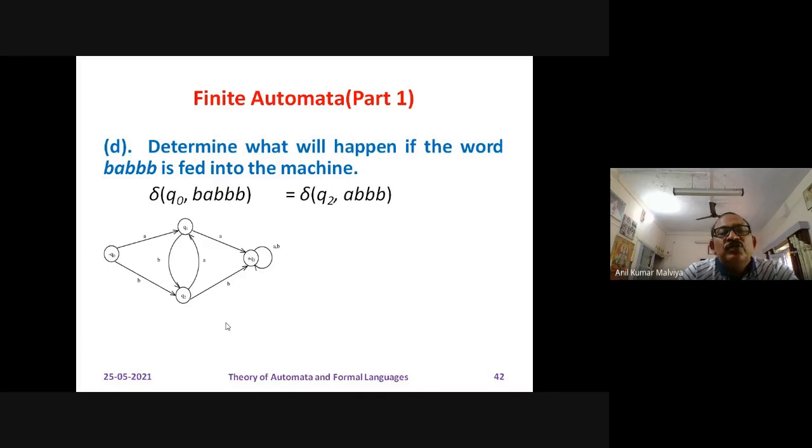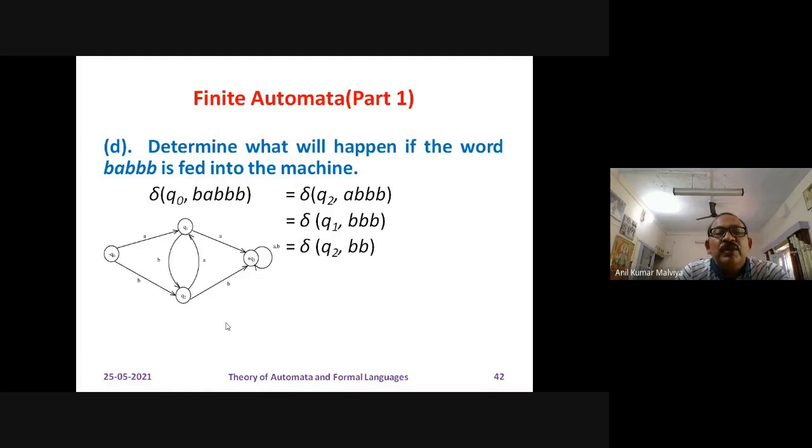So delta Q0, BABBB, is equal to delta of... the machine is in state Q0 and the input is B, so it goes to state Q2. Then delta Q2, and the remaining word is ABBB. The machine is in state Q2 and the input is A, so it goes to state Q1.